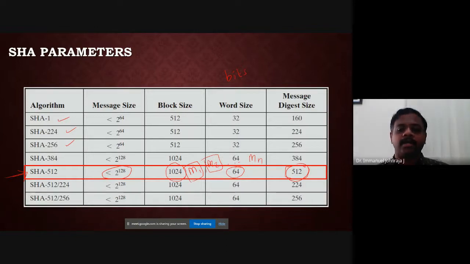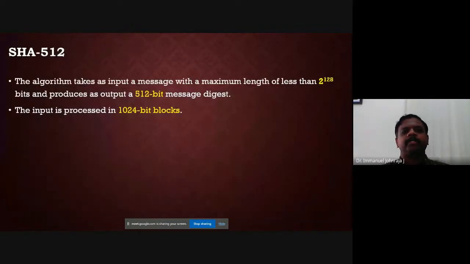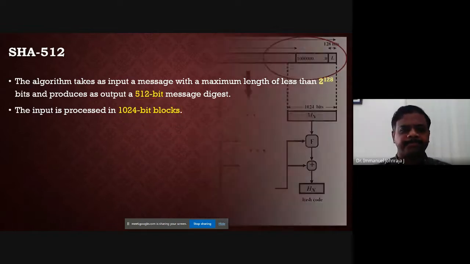Even the secure hash algorithm possesses the same quality. All right, some generic points. The SHA-512 algorithm takes an input message with a maximum length of less than 2 raised to the power 128 bits, and produces 512 bits, and the input is processed as 1024-bit blocks. All right, moving on.